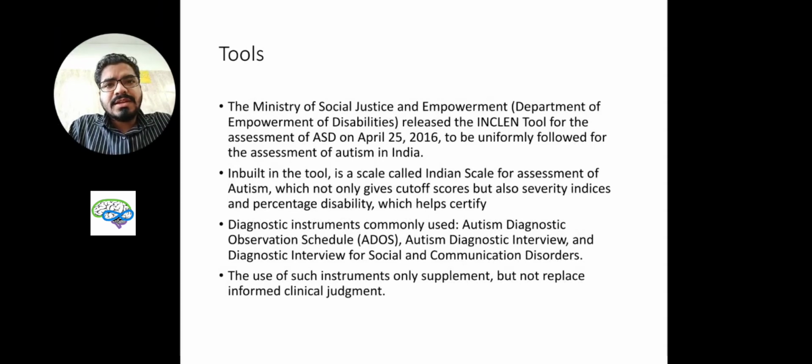So the INCLEN tool includes in itself another indigenously developed assessment tool known as ISAA, the Indian Scale for Assessment of Autism, which gives a cutoff score and also severity indices. It becomes very useful because it's very easy to interpret. We can easily understand whether a person is having autism or not, and also we can stratify the severity.